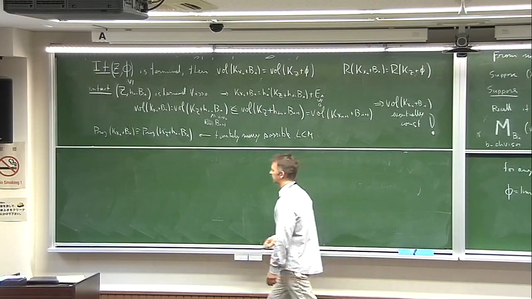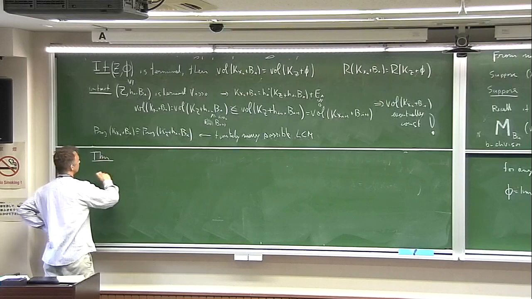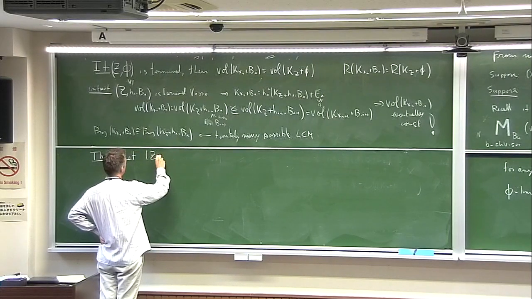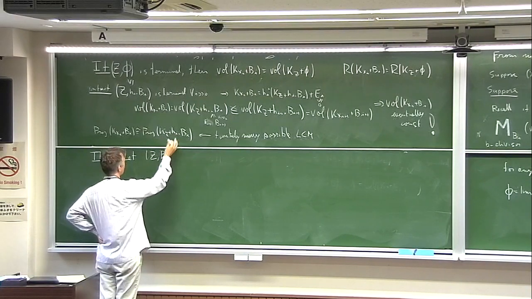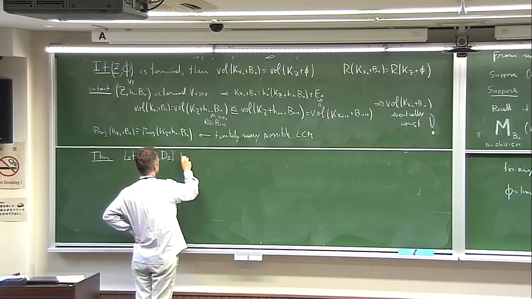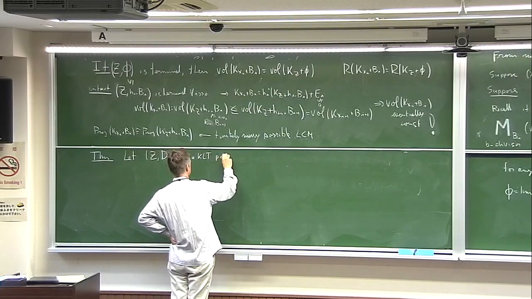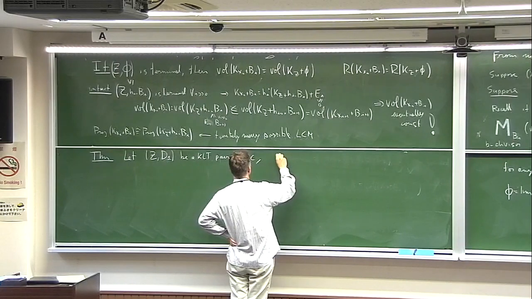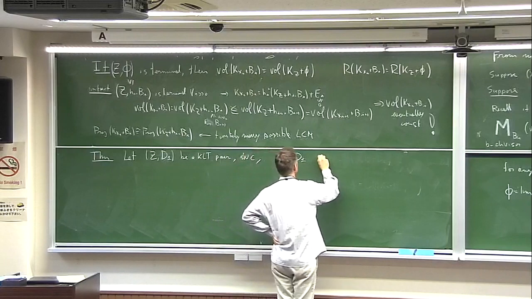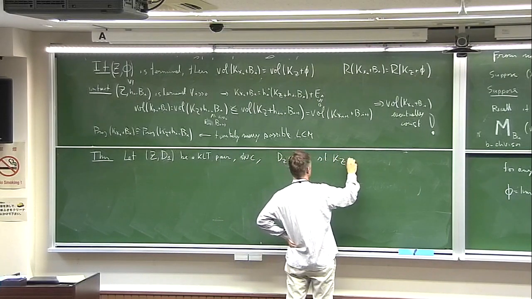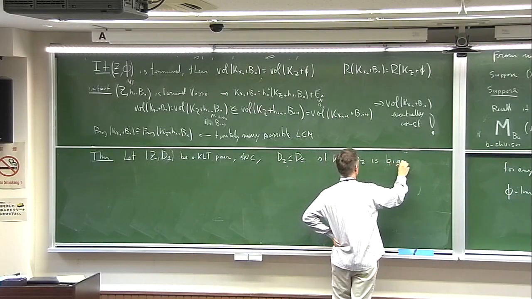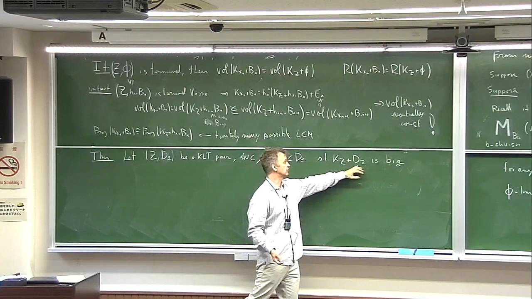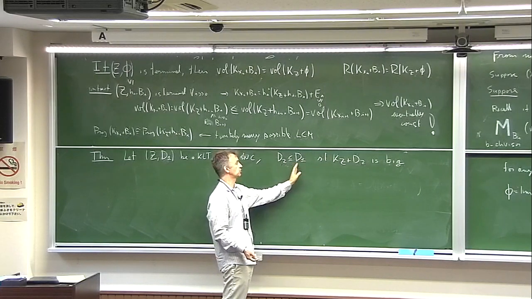So I have to borrow a theorem from the minimal model program. And the theorem is the following. Let Z, D1, I don't want to use B, D1 be a KLT pair, and let's say with simple normal crossings for simplicity. Let D2 be a divisor which is smaller than D1 such that K_Z plus D2 is big. Okay, so in particular, if this is a KLT pair, then K_Z plus D2 is also KLT. And the same is true for any intermediate divisor. Any intermediate divisor will be KLT and will be big.